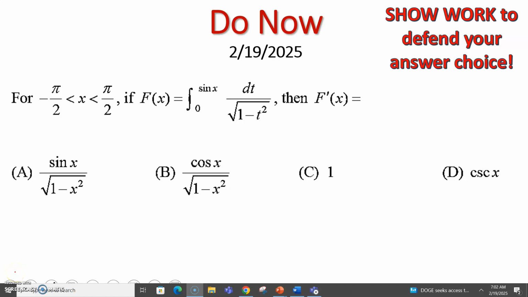All right, so here's today's do now. For the open interval negative pi over 2 to pi over 2, if big F of x is the integral from 0 to sine x of dt over square root of 1 minus t squared, then F prime of x is what?